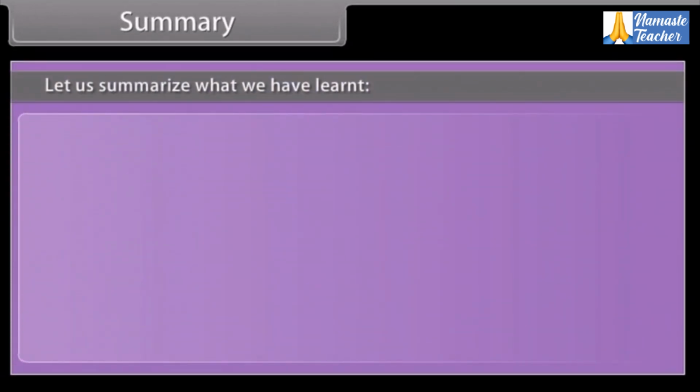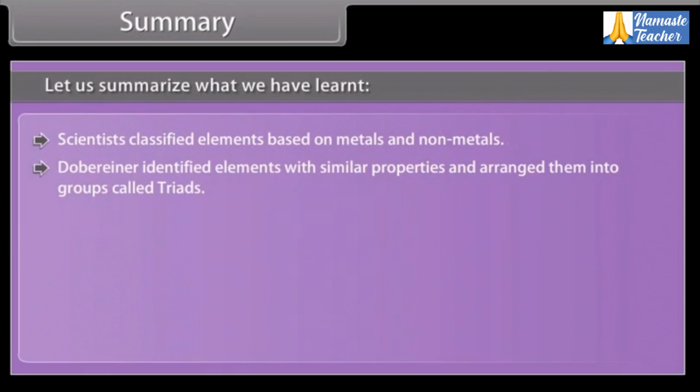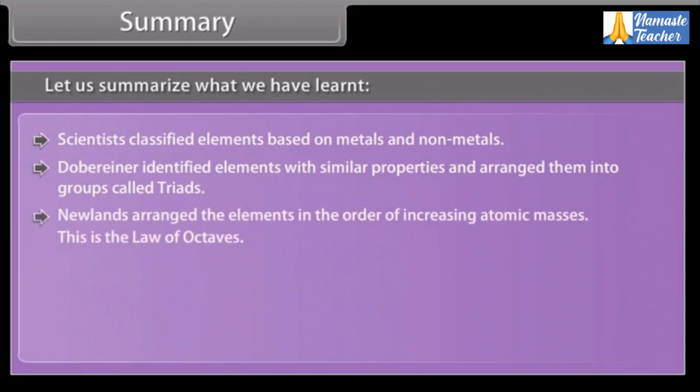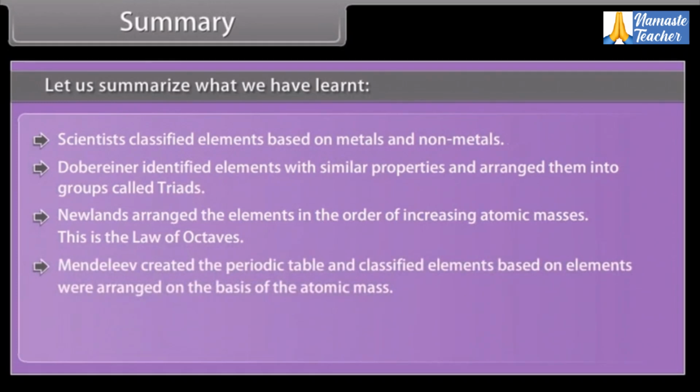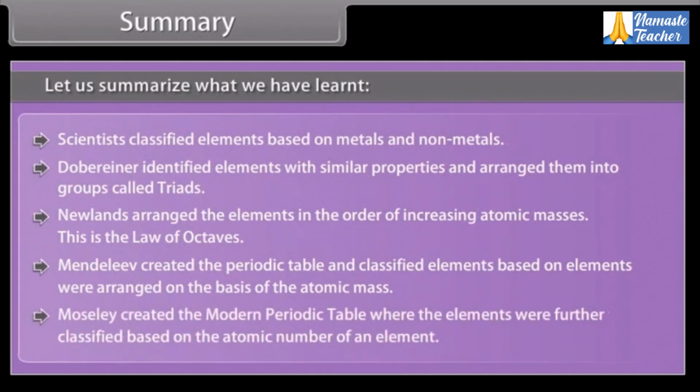Summary. Let us summarize what we have learned. Scientists classified elements based on metals and non-metals. Dobereiner identified elements with similar properties and arranged them into groups called triads. Newlands arranged the elements in the order of increasing atomic masses. This is the law of octaves. Mendeleev created the periodic table, and elements were arranged on the basis of atomic mass. Moseley created the modern periodic table where the elements were further classified based on the atomic number of an element.